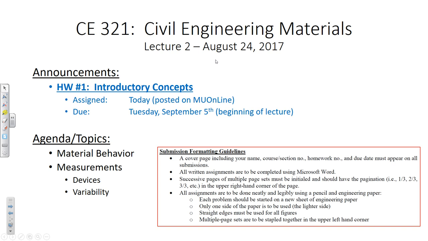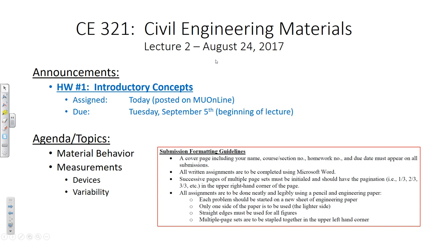I also put this here, submission formatting guidelines. I just screen captured that directly out of the syllabus. Just make sure you have a cover page on it. Just put your name, the course. I'm not worried about the section number because there's only one section. The course, homework number, and just the due date, just so I can keep track of it between this and structural analysis. I say this, it's probably a good idea to go ahead and actually put civil engineering materials because I'm teaching CE 321 and CE 312. That's really easy to get mixed up. So put civil engineering materials on there just to help me not mix that up.